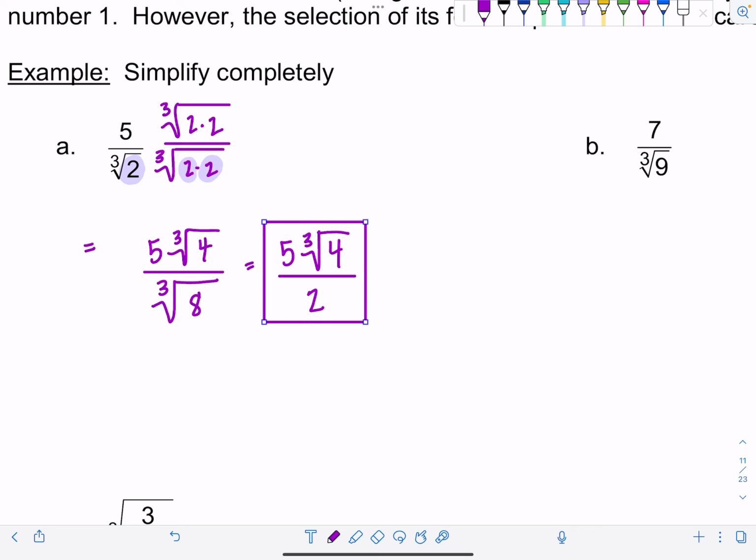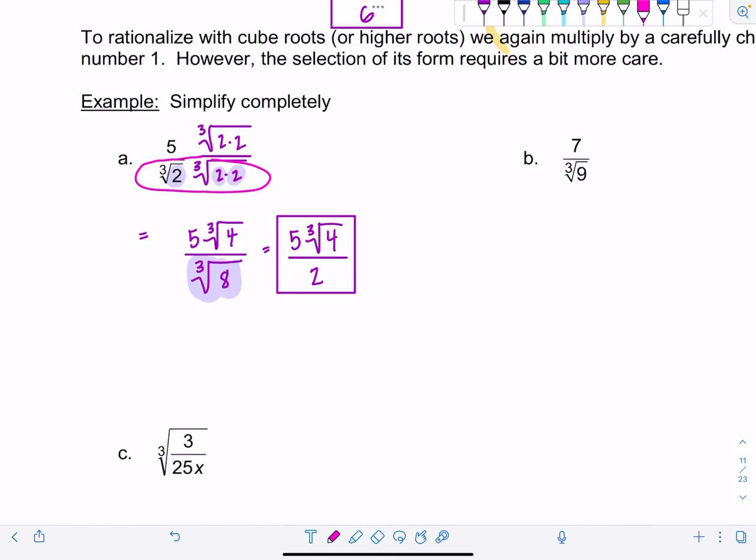Again, you can skip this step right here if you're certain that you did this nicely and that you have exactly 3 copies of the cube root of 2. You should get back 2 in the end. Okay? Good. Example B is a wee bit trickier.